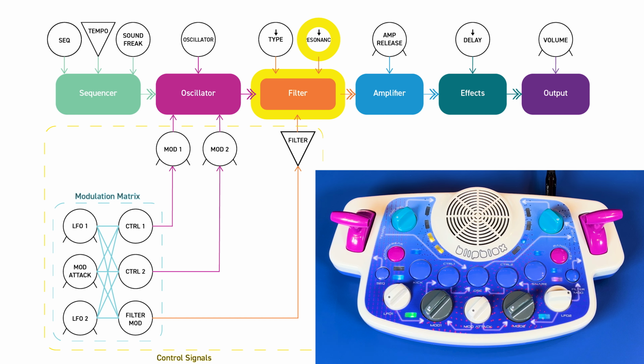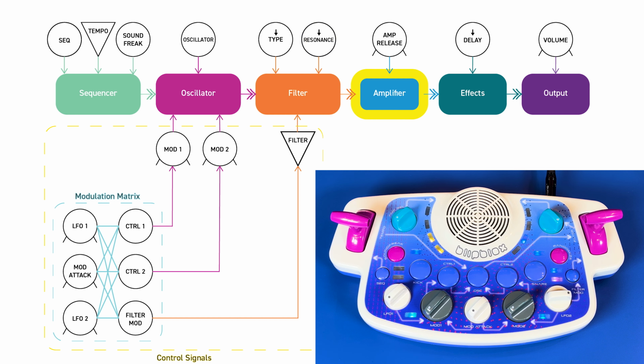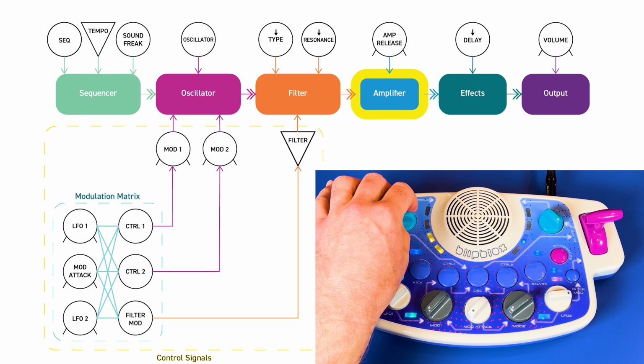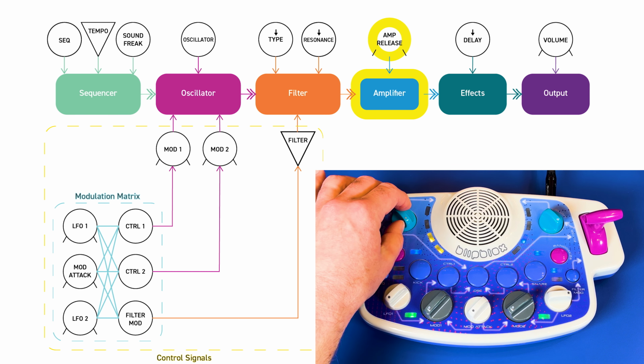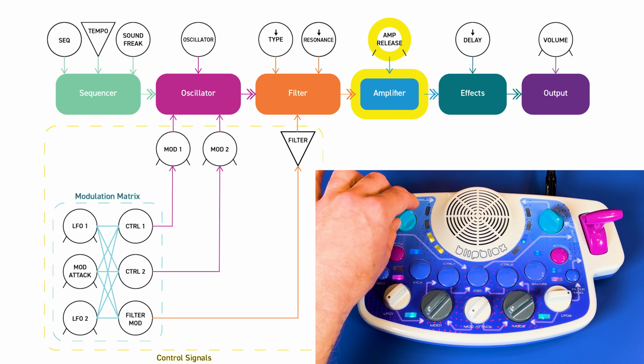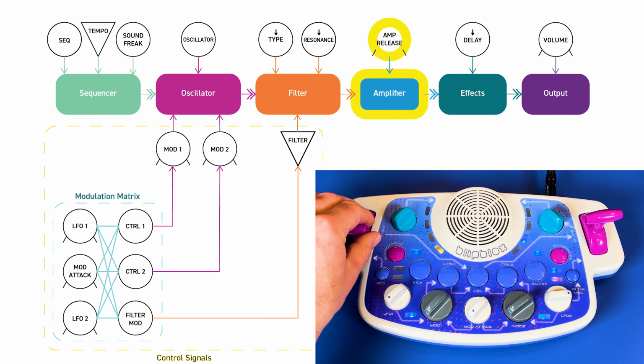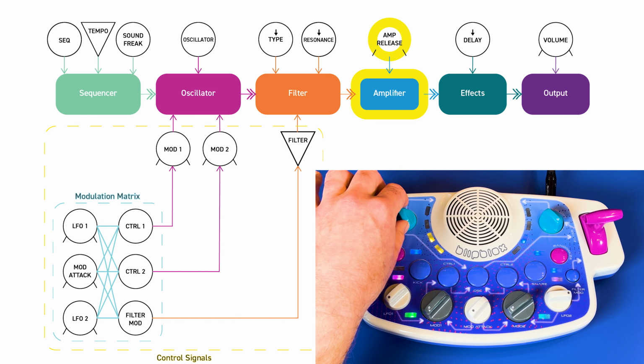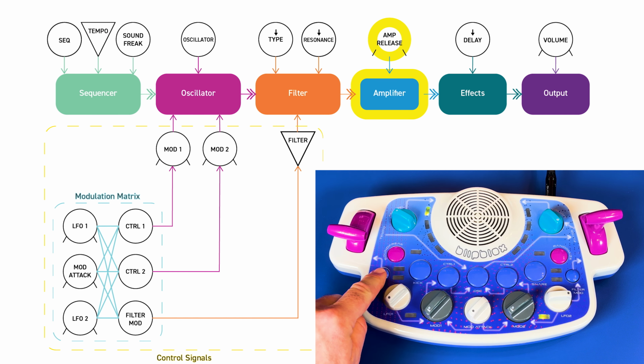Out of the filter, the sound goes into the amplifier. On the Blipblox, this has the amp release control, which controls basically how long the notes stay on. Let's bring up a new sequence just for fun here.